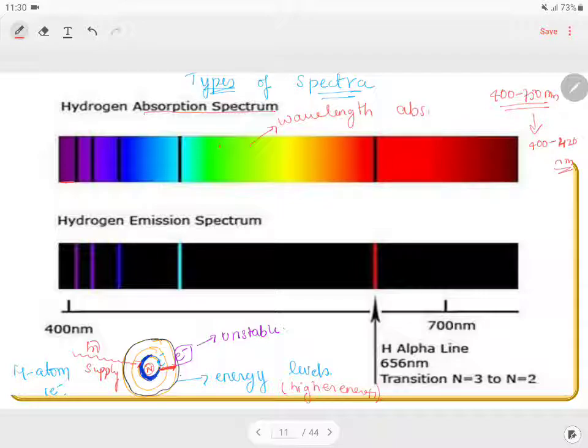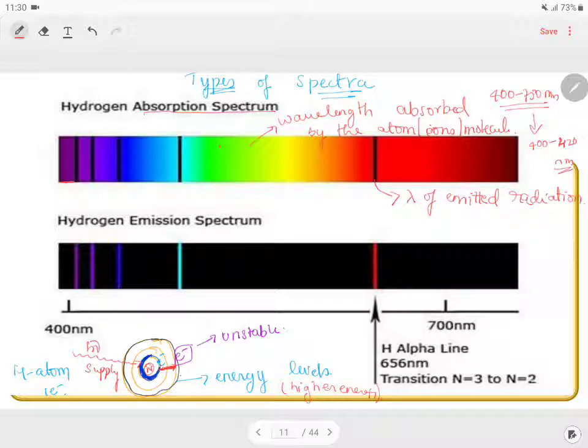They correspond to the wavelength absorbed by the atom. It can be an atom or an ion or a molecule also. So these bright spaces correspond to the wavelength of absorbed radiation. What about these dark spaces? Dark spaces correspond to the wavelength of emitted radiation, which won't appear. So this is how we get the absorption spectrum.